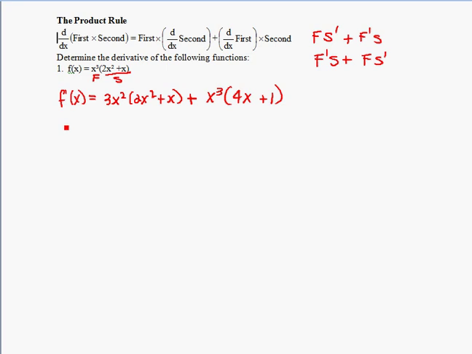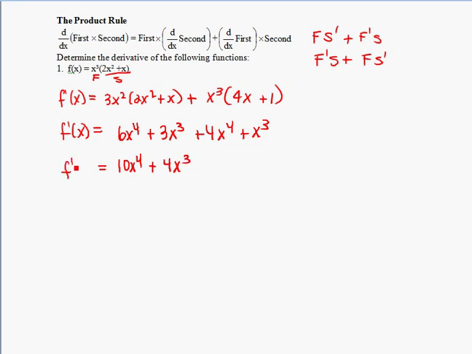I'm now going to distribute this, so f prime of x, distribute this, gives me 6x to the fourth plus 3x cubed plus 4x to the fourth plus x cubed. And collecting like terms gives me 10x to the fourth plus 4x cubed, which is f prime of x.